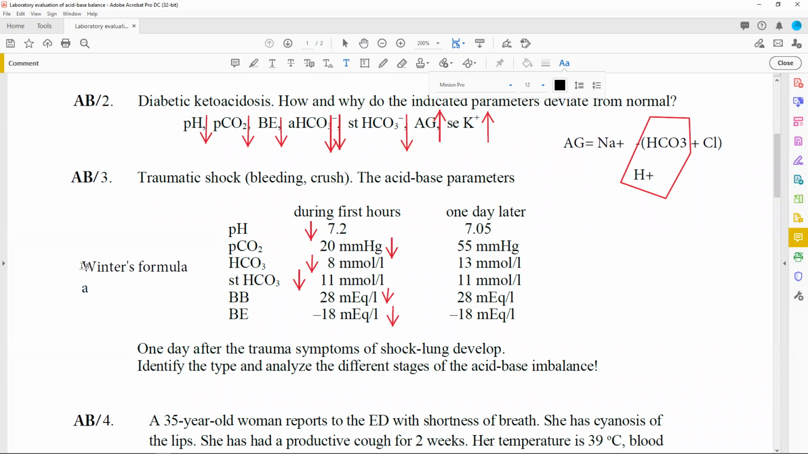This is the actual bicarbonate times 1.5, plus 8, and that should be the expected PCO2.